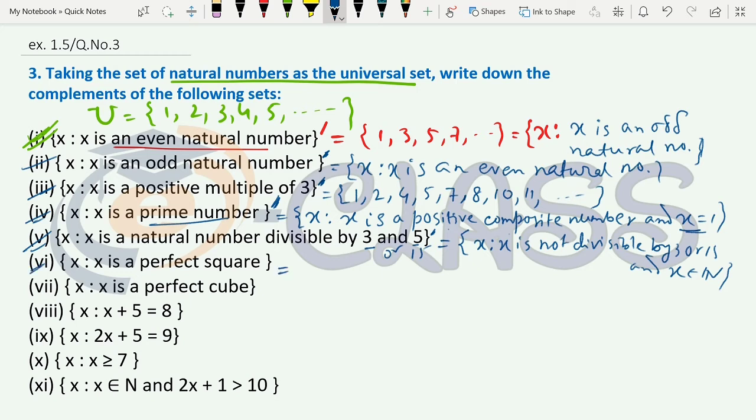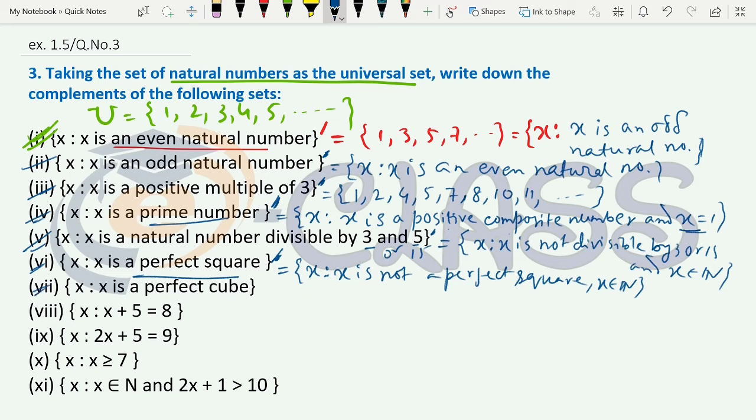Now number 6. X is a perfect square. So the complement of the set where x is a perfect square is the set which does not contain any perfect square. So x such that x is not a perfect square and x belongs to N. So this is the set. Okay.